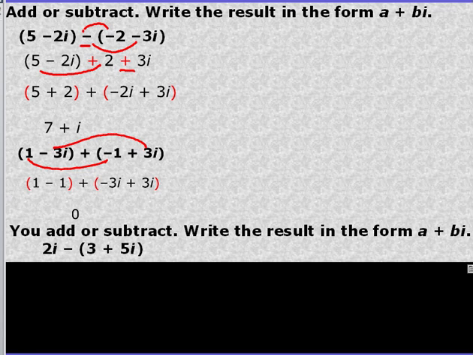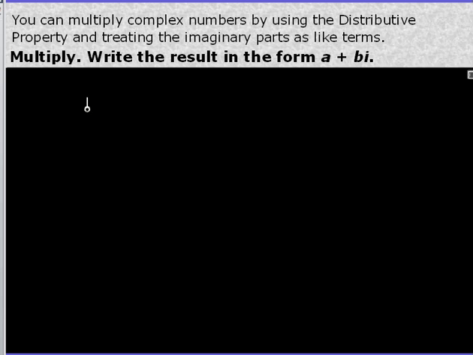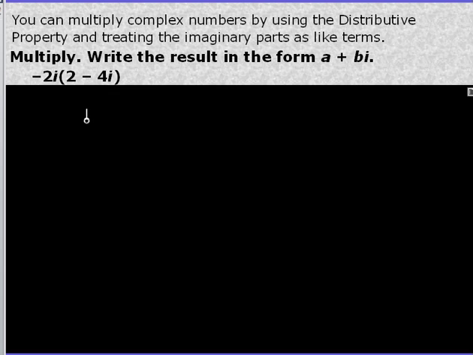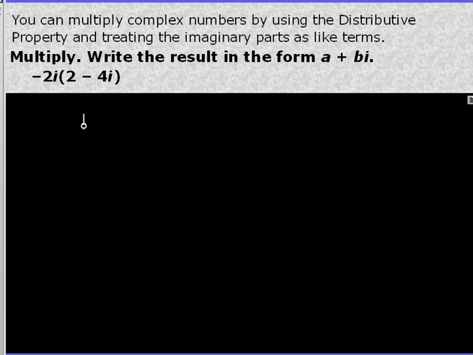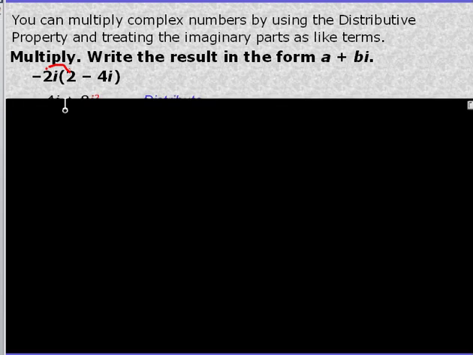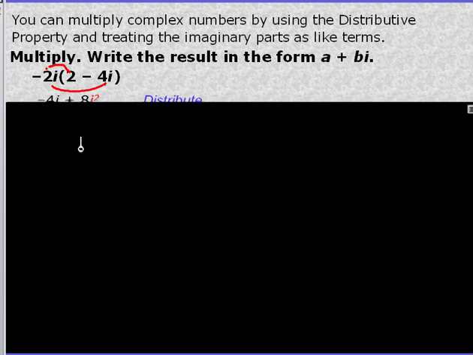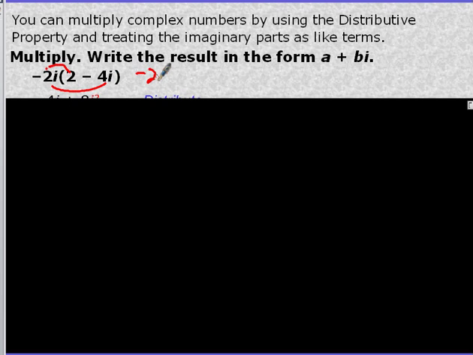All right, next we're going to work on multiplying. So we multiply complex numbers by using the distributive property, just like you do with variable expressions, treating the imaginary parts as like terms. Here's the example: multiply, write the result in a plus bi form. So we're going to distribute this. That gives us a negative 2i times 2, and then a negative 2i times a negative 4i.